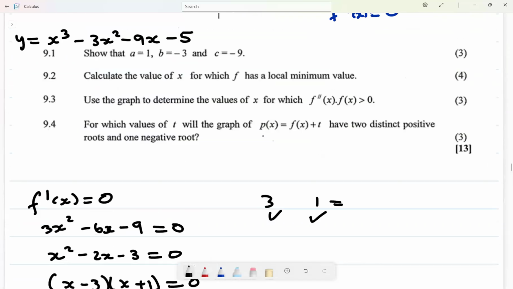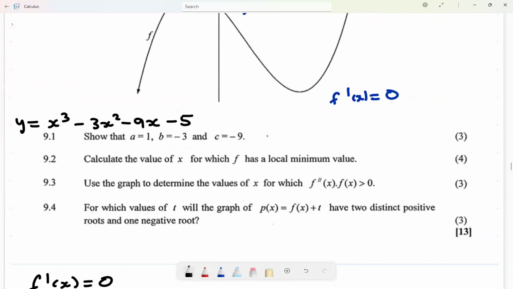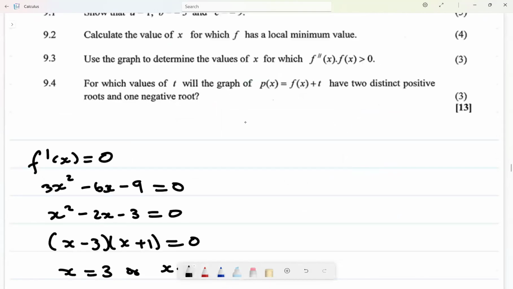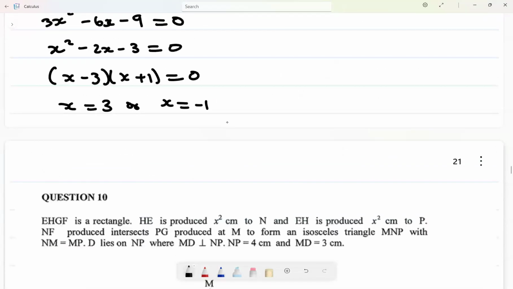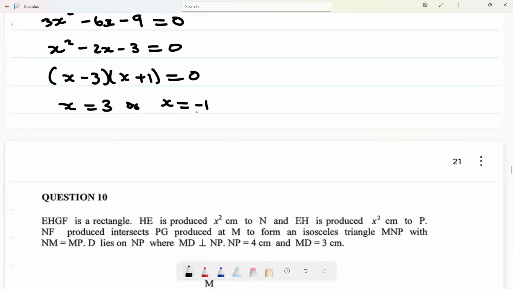But now the question was, calculate the x coordinate for the local minima. So for the local minima, it is this one. Minimum and maximum. For the local minima, we already know the x, it is negative 1. So therefore, when you conclude, you'll just say, therefore, x of local minima is equal to 3. You can just conclude.